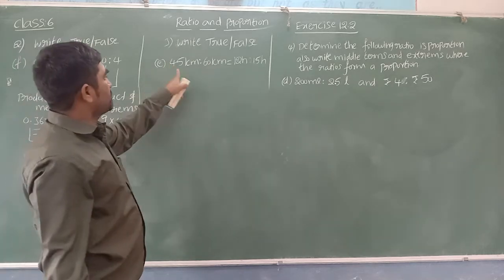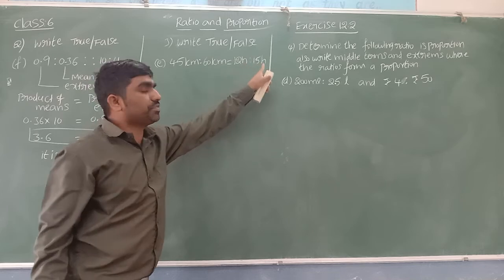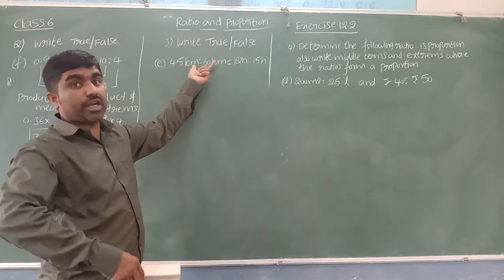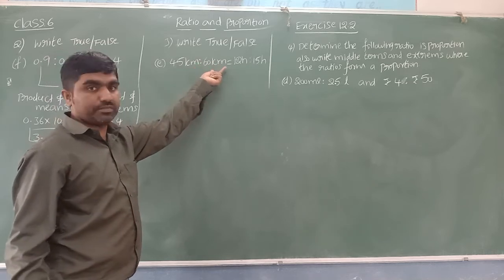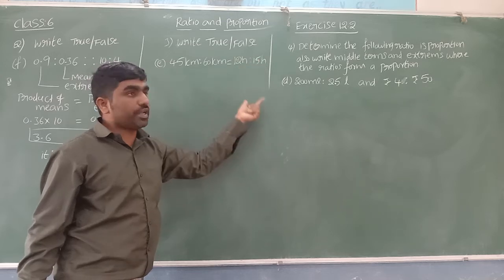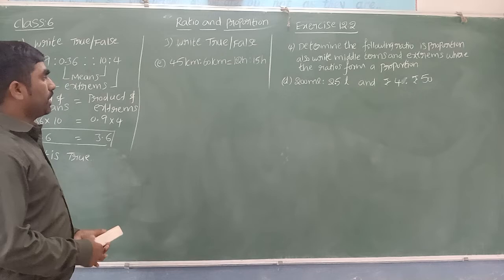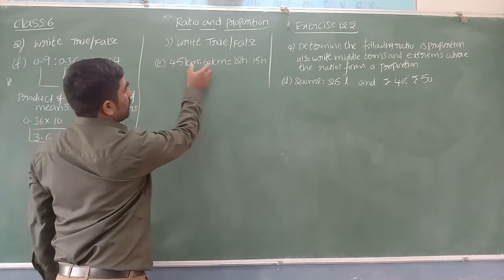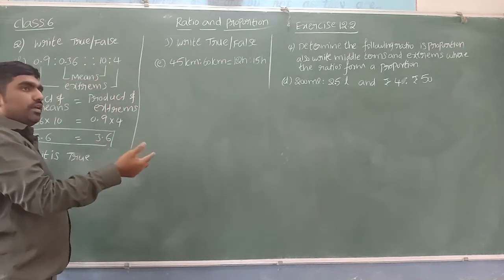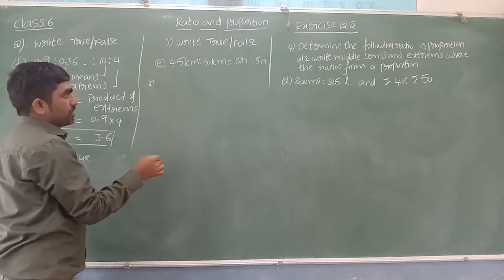Next, write true or false. 45 km is to 60 km equal to 12 hours is to 15 hours. Both quantities must have the same units, then only we can find the ratio. Kilometer, kilometer, we can find the ratio. Hours, hours, both are the same units. In case of different units, we make them the same, then we find the ratio. In the question they said these two ratios are equal. We need to verify: if both are equal, true; if not, false. You can go for the solution.